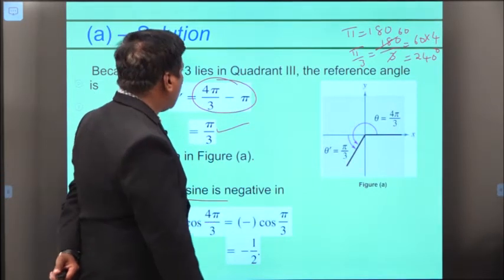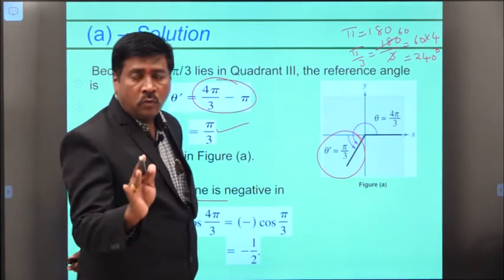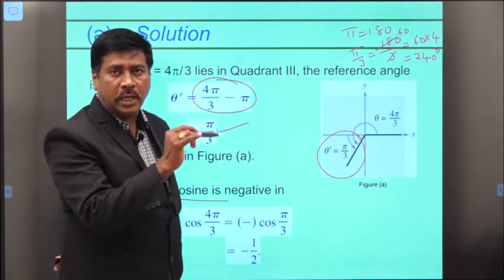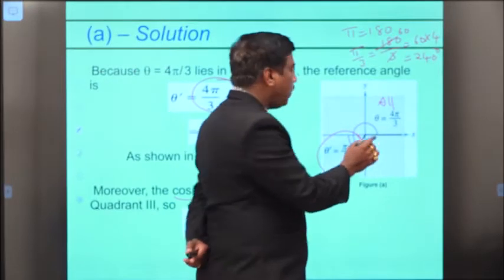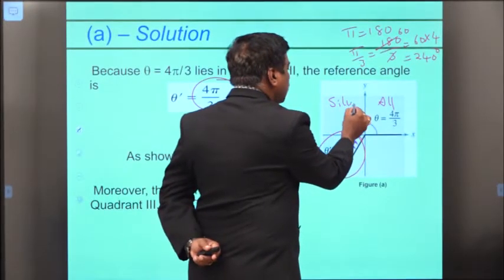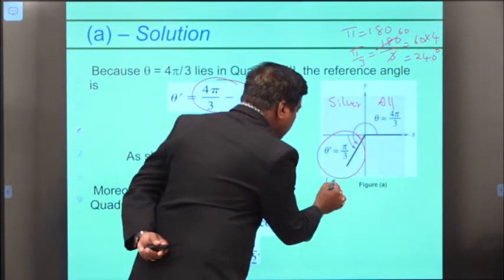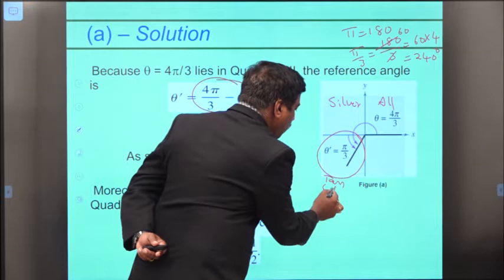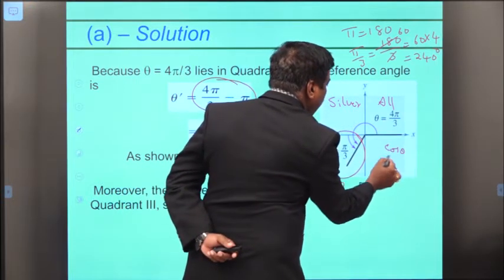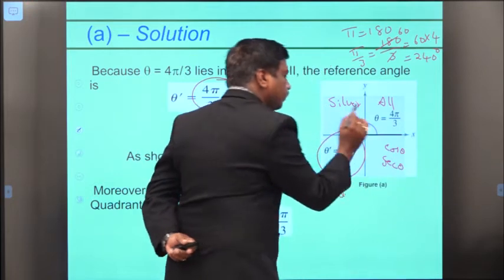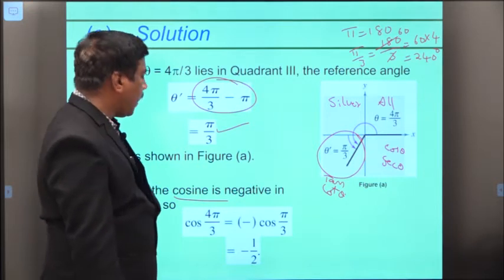So, in that third quadrant, only tan and cot are positive, because of the rule 'all silver teacups'. All means all the trigonometric ratios are positive. Silver means sin and cosecant theta only are positive, and this is T. T means tan and cot theta only are positive, and in cups, cosecant, cos theta and secant theta only are positive. So, by using this, we have to find the value for cos 4 pi by 3.